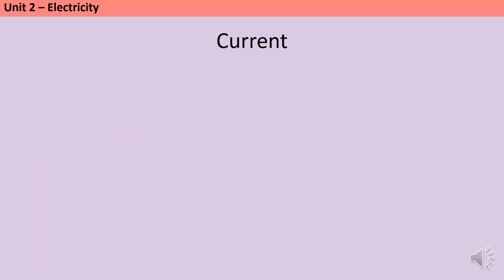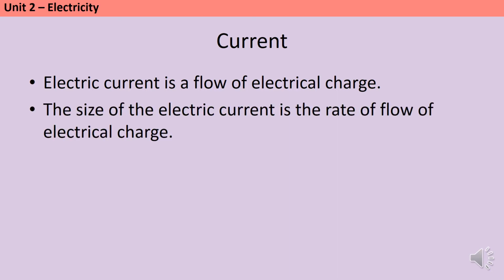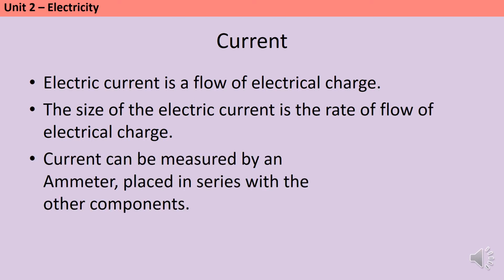When we talk about current in the context of electricity, we mean the flow of charged particles. Usually electrons, but it could be other charged particles like ions as well. Current is a measure of speed. How fast are those charged particles flowing? And we measure it using a piece of equipment called an ammeter.